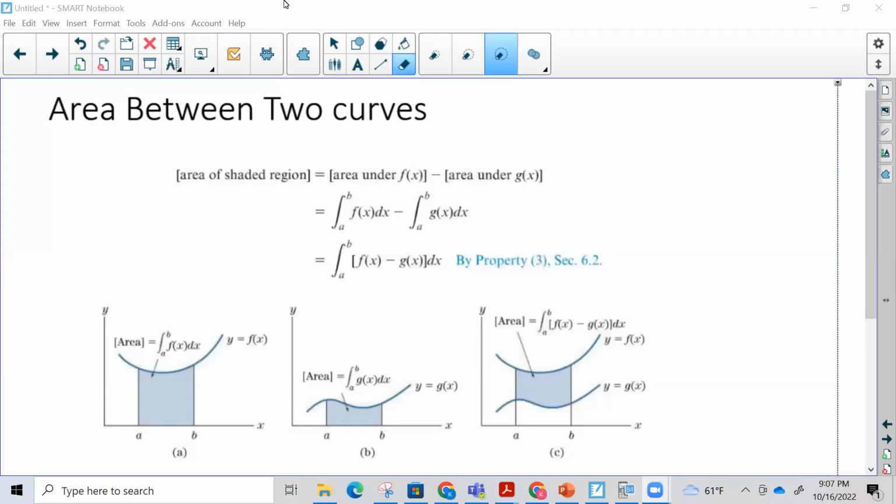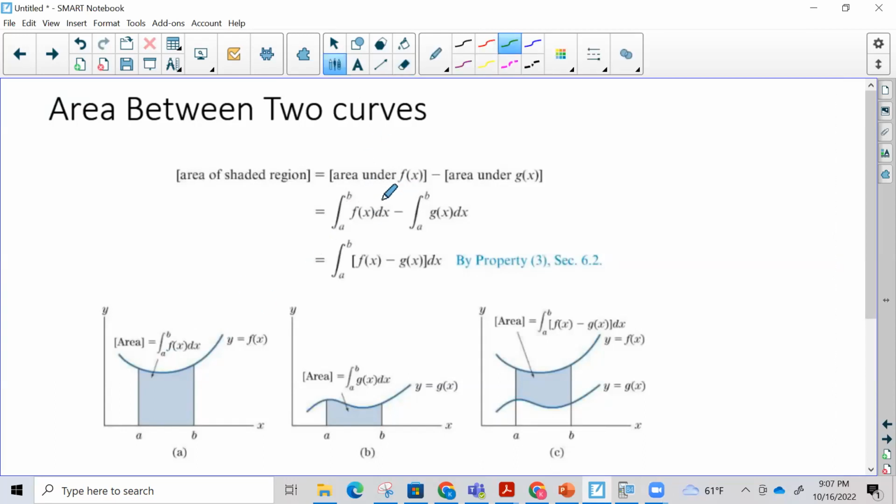So in this video, we're going to look at the area between two curves. The area of the shaded region would be the area under f of x. So this is my f of x function. The area between that and the curve would be this whole region. If I wanted to find the area between these two curves, I would need to take out this part here.